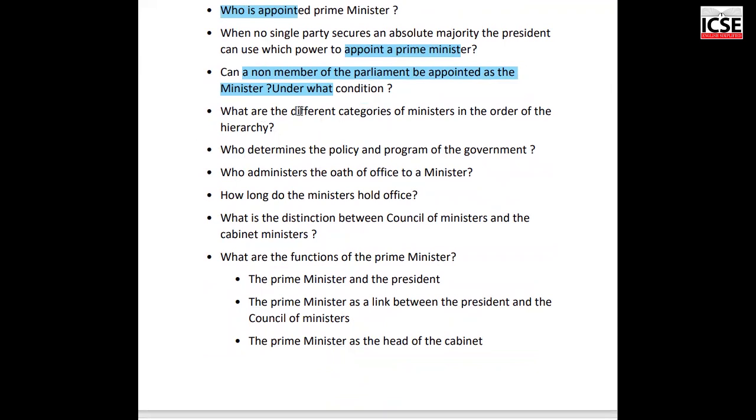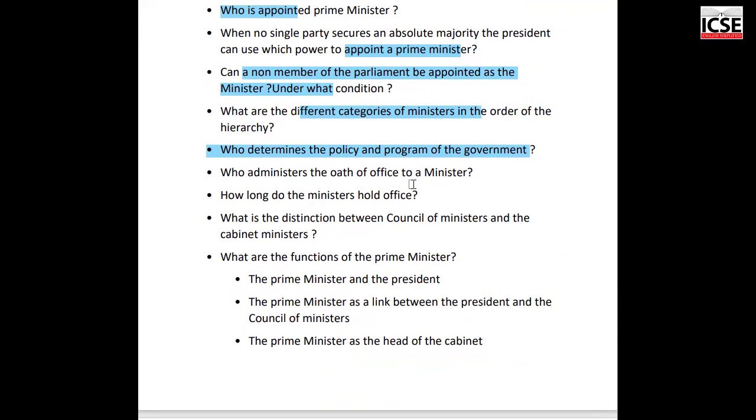What are the different categories of ministers in the order of their hierarchy? Cabinet ministers, ministers of state, and deputy ministers. You should also know a little bit about them. Very important question, who determines the policy and program of the government? That's the cabinet. You should also know a short description of the cabinet.